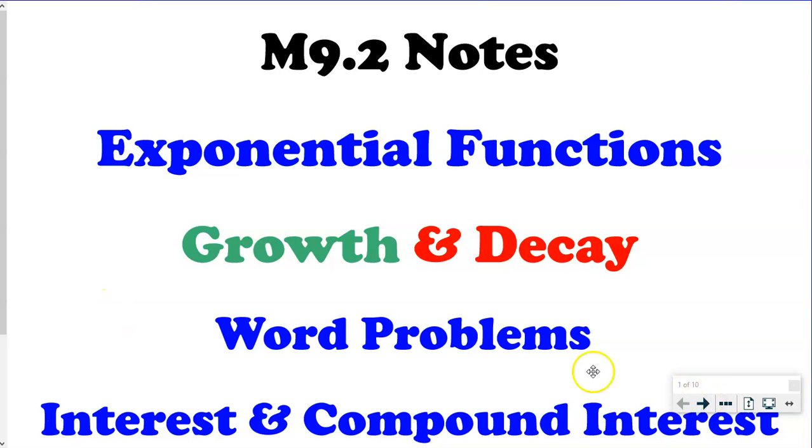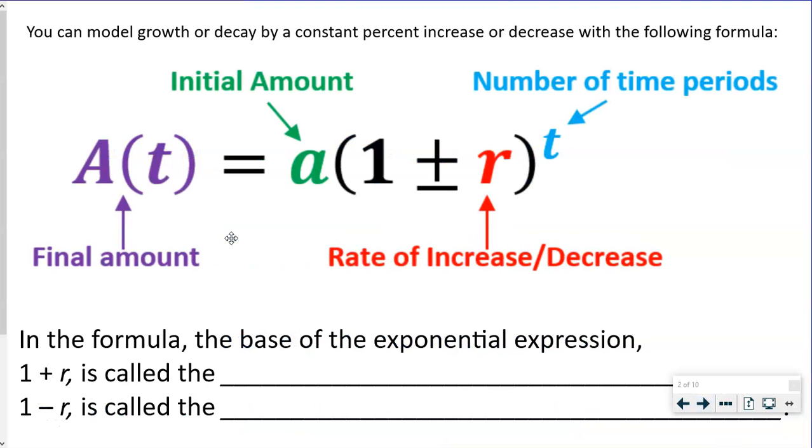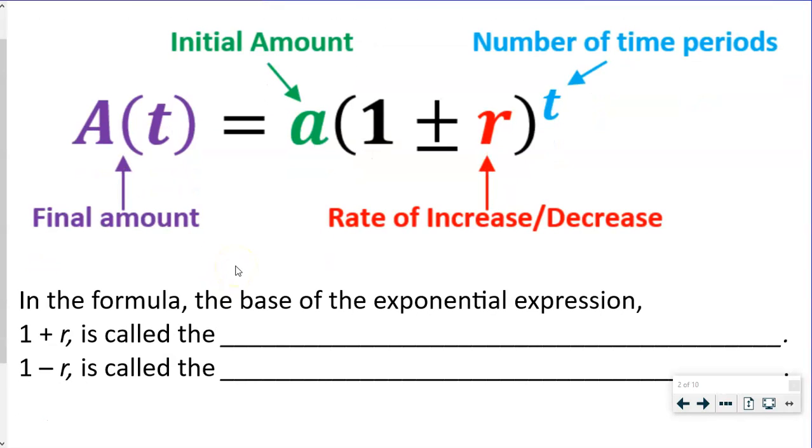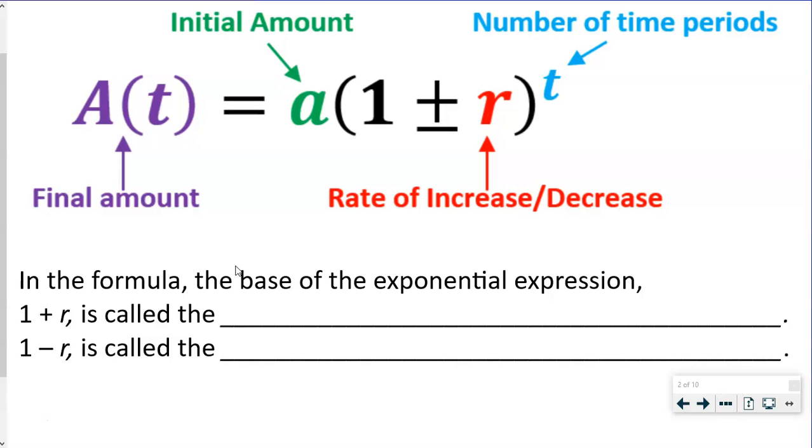So you can model growth or decay by a constant percent increase or decrease with the following formula. Our final amount is A of t, and it equals our initial amount, which is A, times 1 plus or minus, depending on whether you're increasing or decreasing. Increase is plus, obviously decrease is minus. And then we've got the rate of increase or decrease. That's going to be a percentage that we're going to turn into a decimal, and then the number of time periods.